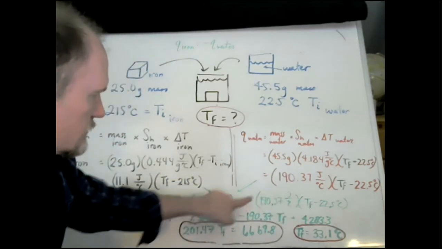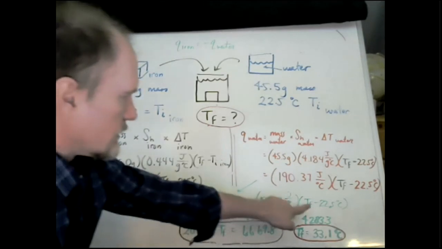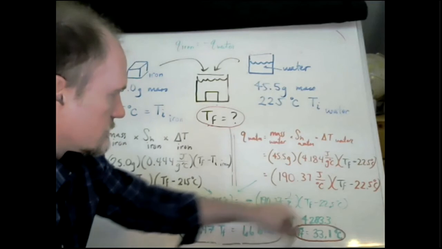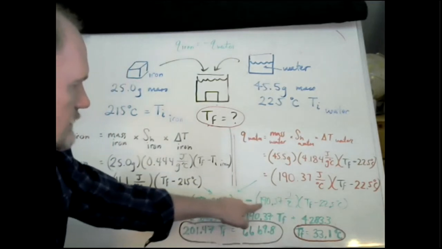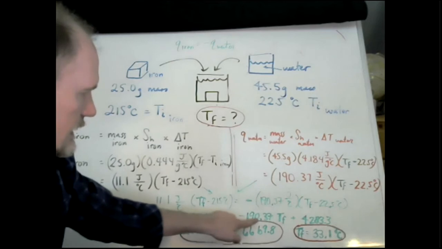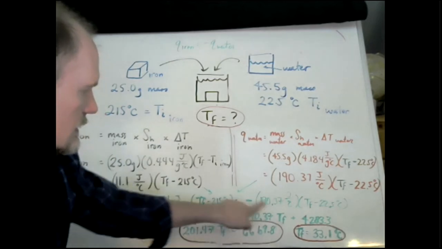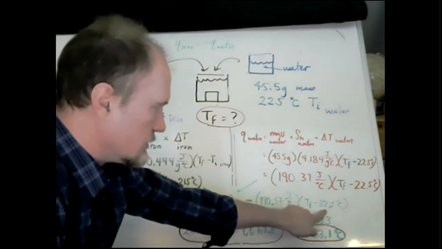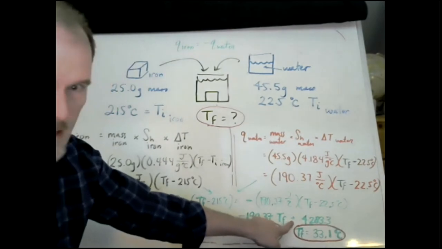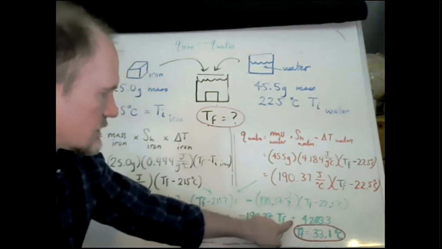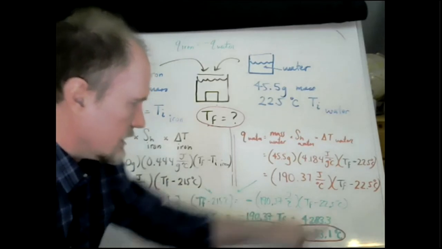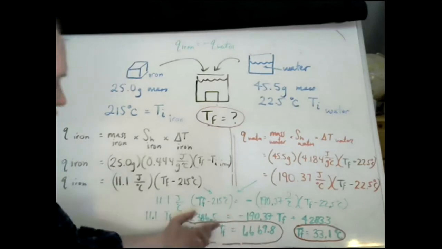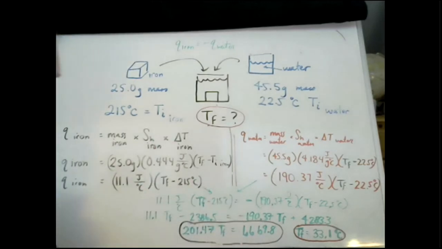I'm going to take this negative 190.37, and I'm going to distribute it to each of these terms in the parentheses. So when I do a negative 190.37 times TF, I get negative 190.37 TF. And then when I multiply a negative 190.37 times a negative 22.5, I get a positive value. Negative times a negative gives a positive 4283.3. Okay. And now you can see the T finals have been pulled out of those parentheses.